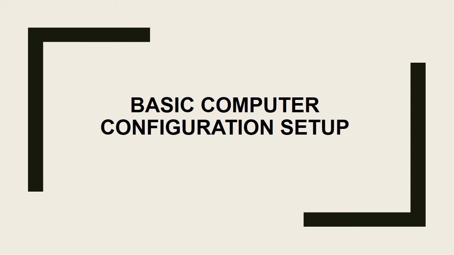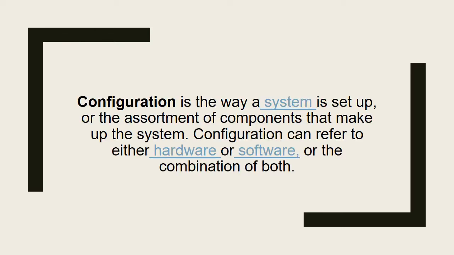In this week, we will be talking about basic computer configuration setup. So what is configuration? Configuration is the way a system is set up, or the assortment of components that make up the system. Configuration can refer to either hardware or software or the combination of both.